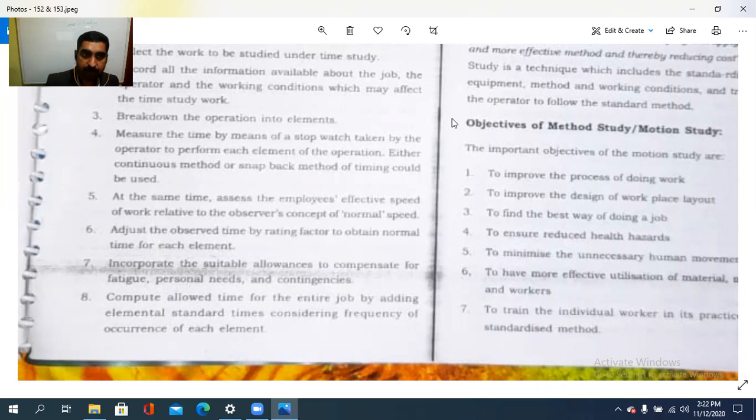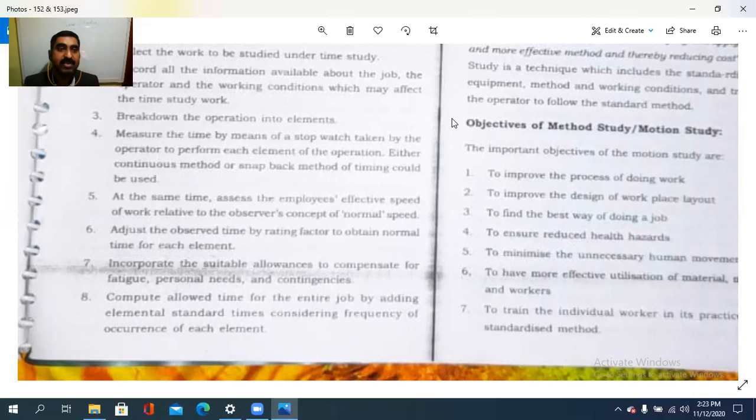Adjust the observed time. എന്തുമാത്രം ടൈം നമ്മൾ ഒബ്സർവ് ചെയ്തു by rating the factor in order to obtain the normal time for each element. Then incorporate the suitable allowances to compensate for fatigue, personal needs and contingency. എത്ര സമയം അവർ റെസ്റ്റ് എടുക്കുന്നു, പേഴ്സണൽ ആവശ്യങ്ങൾക്ക് പോകുന്നു, അത്യാവശ്യ കാര്യങ്ങൾക്ക് കണ്ടിജൻസി കേസസിന് പോകുന്നു, അത് കോമ്പൻസേറ്റ് ചെയ്യുക.